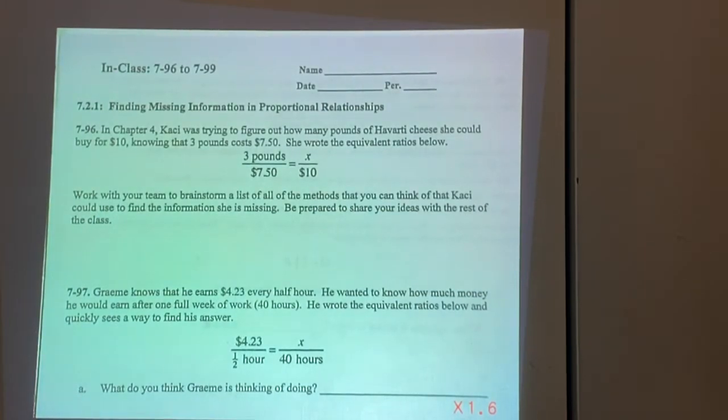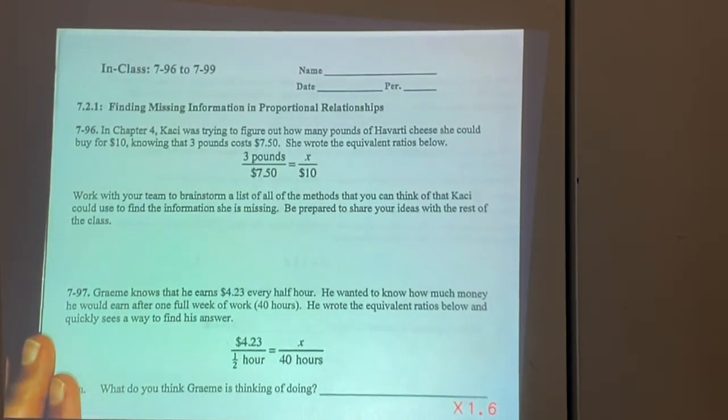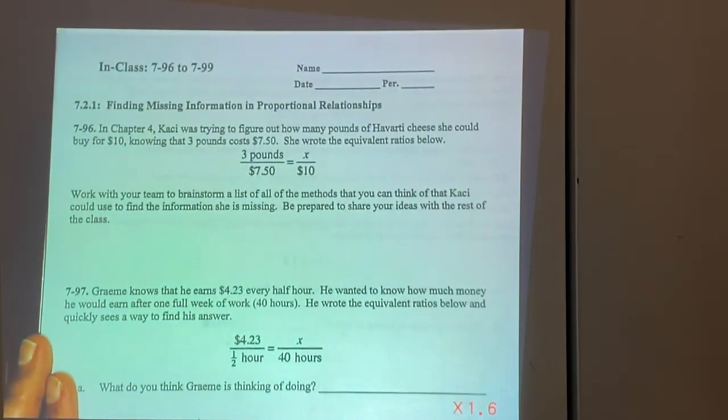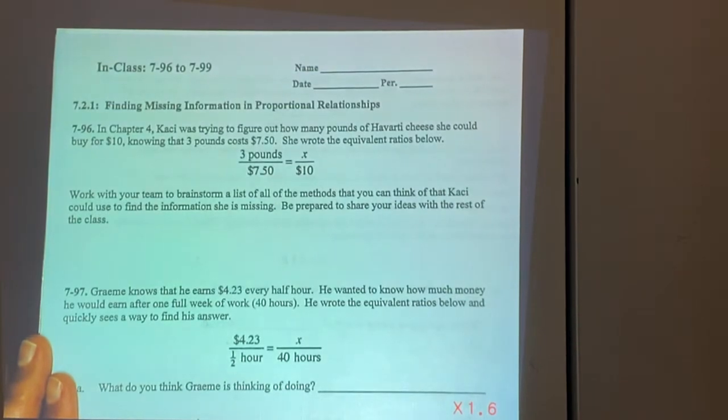Okay, in class 7-96 to 7-99. Lesson 721, Finding Missing Information in Proportional Relationships. All right.